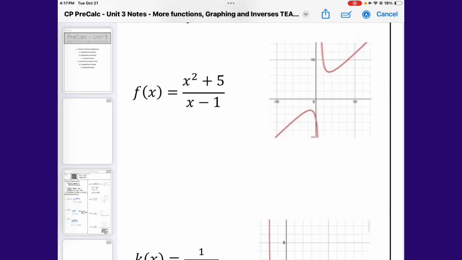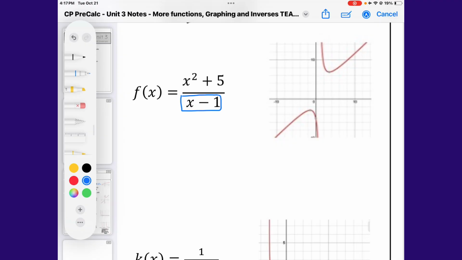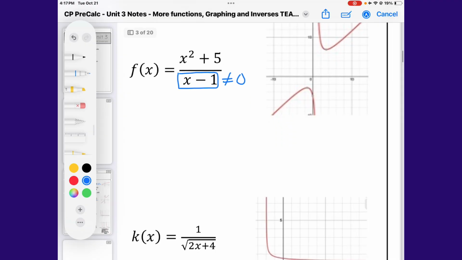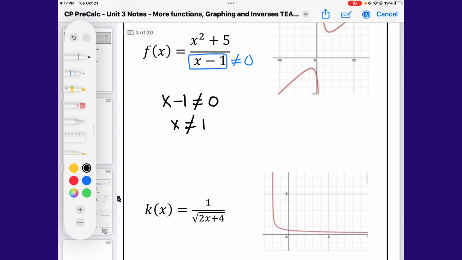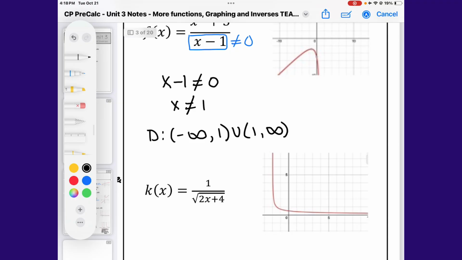In this example, we have a fraction. The denominator of our fraction is not allowed to equal 0. So we are going to take x minus 1. We're going to set it equal to 0. We will solve this. We're going to add 1 to both sides. But it's not allowed to equal 1. So x can be any number in the entire world except for 1. So x can be negative infinity to 1, and then 1 to infinity, where we're not including 1. And that's why we use those parentheses. The details are really important.